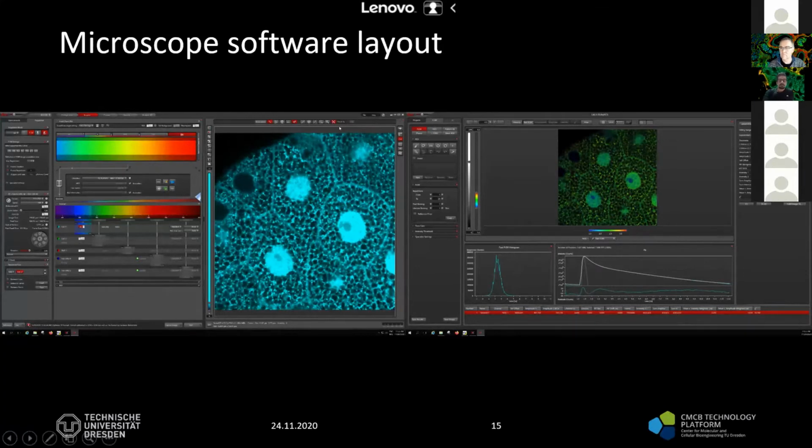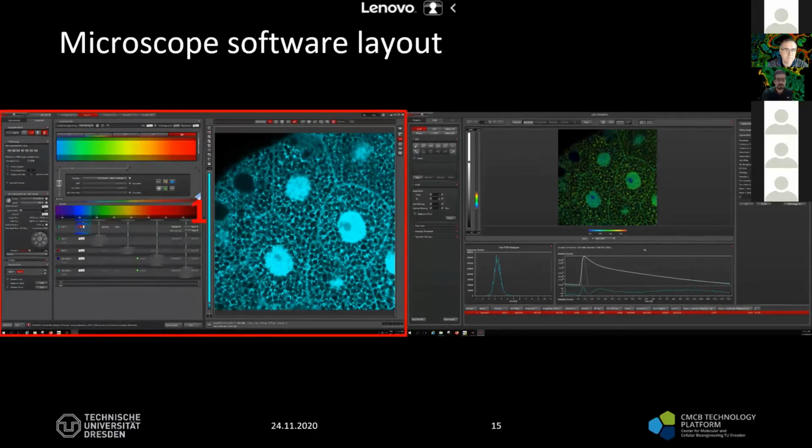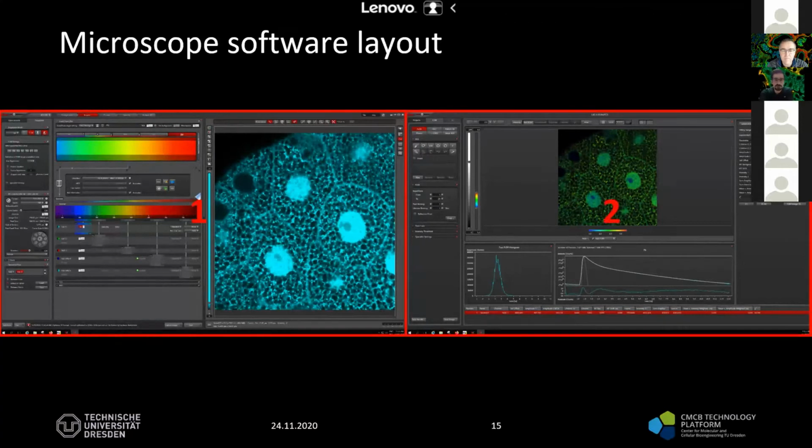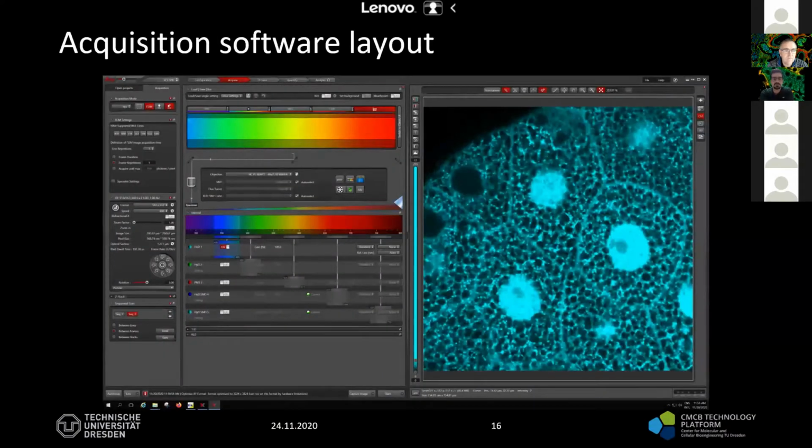When we switch on the system, this is how you see it. We have 2 screens. One of them is for the acquisition. The other one has the control of the FLIM module, where we can do the analysis and also play around with some of the parameters in the acquisition. Let's have a little bit more detailed look at that. This is how it looks.